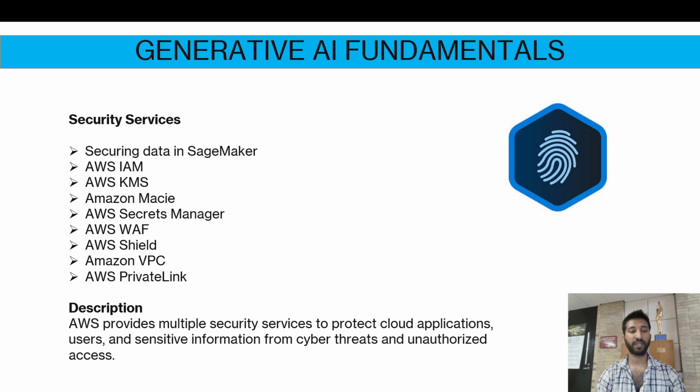The security services are Amazon SageMaker, AWS IAM, AWS KMS, Amazon Macie, AWS Secrets Manager, AWS WAF, AWS Shield, Amazon VPC and AWS PrivateLink. So here we have the description. AWS provides multiple security services to protect cloud applications, users, and sensitive information from cyber threats and unauthorized accesses.